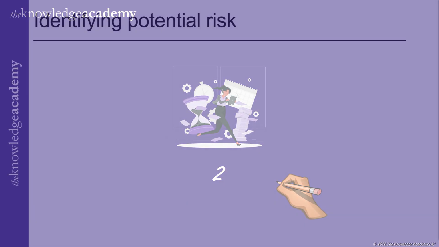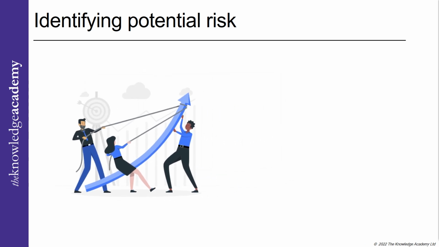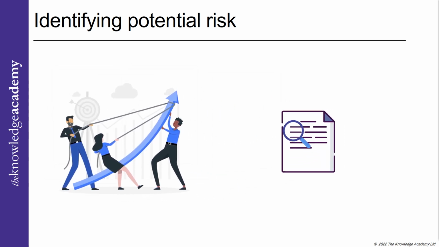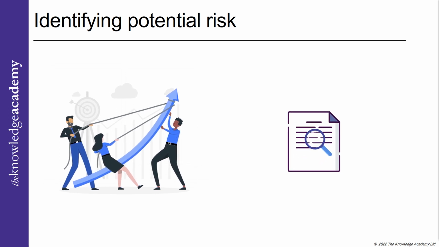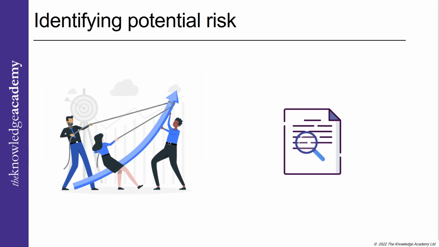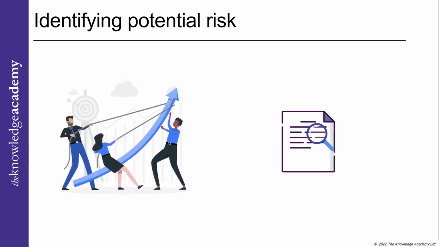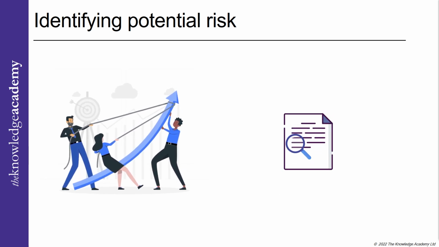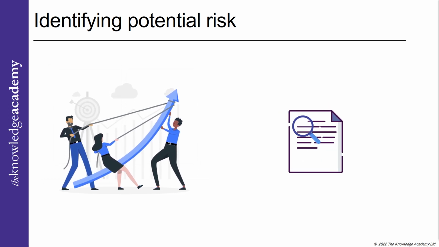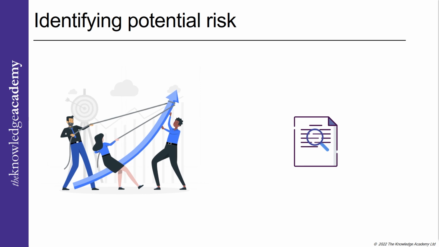Phase 2. Identifying potential risk. Risk identification is crucial, especially when managing large or complicated projects, since it forms the basis for tools like risk matrix and risk assessment methods. You can gather risks during this phase using the techniques outlined in the risk management plan.